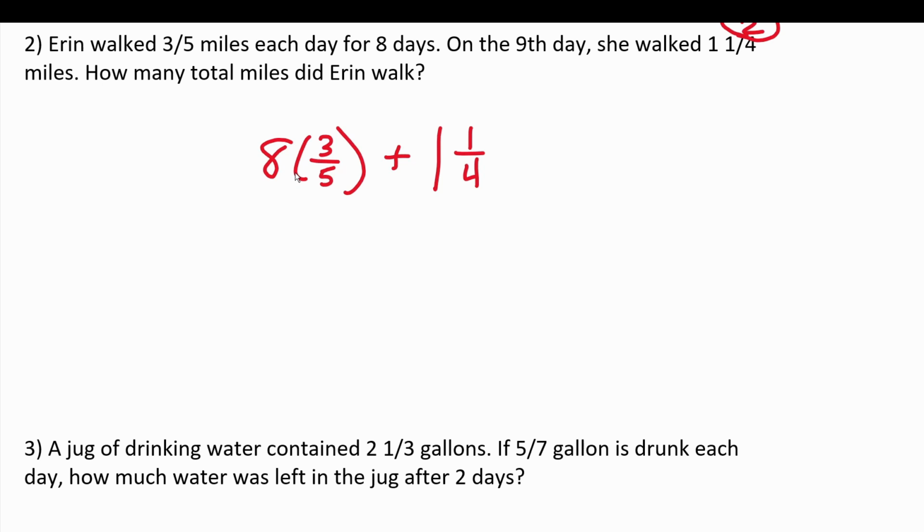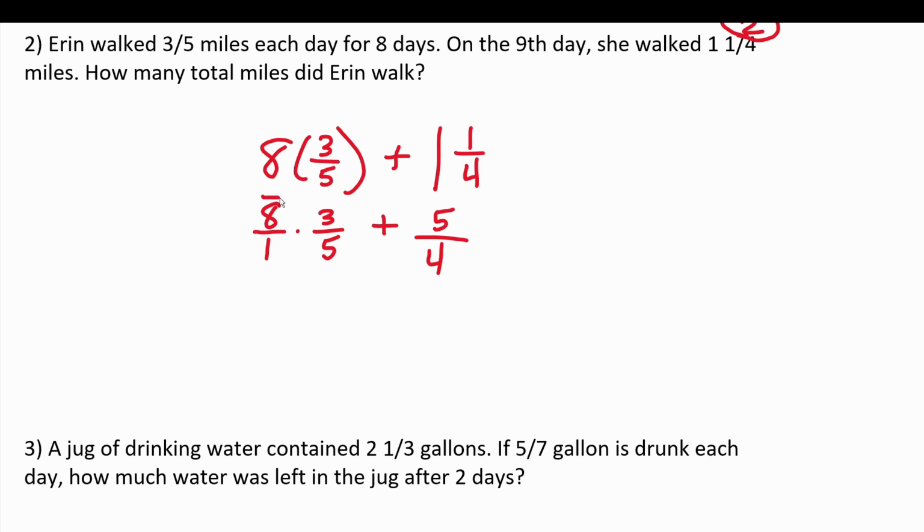The very first thing I'm going to do is perform this multiplication right here. Again, I'm going to write 8 as 8/1 times 3/5. And I know that I'm going to have to convert this mixed number to a fraction to add it to this fraction over here. To convert a mixed number to a fraction, you do 1 times 4, which is 4, plus 1. So that's 5/4.